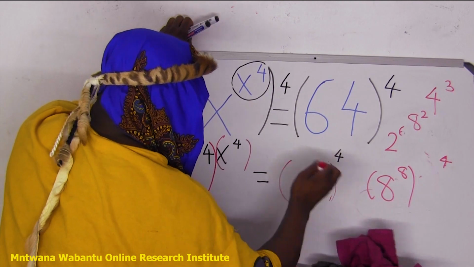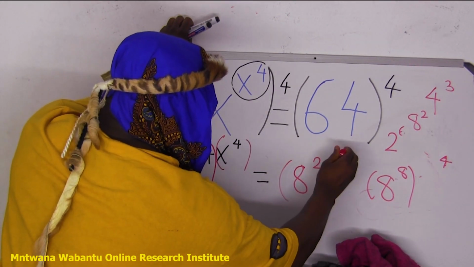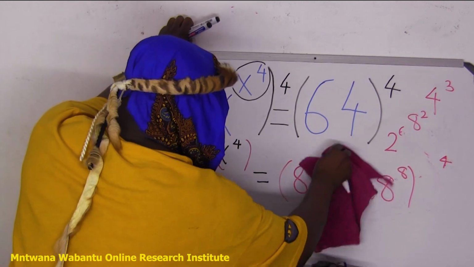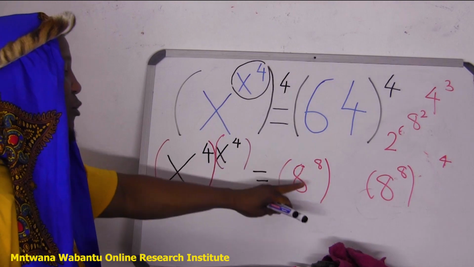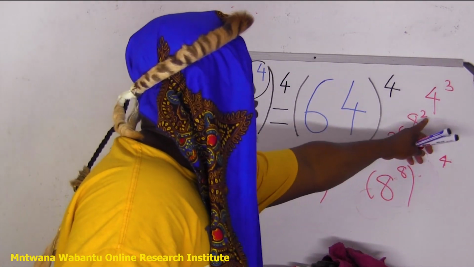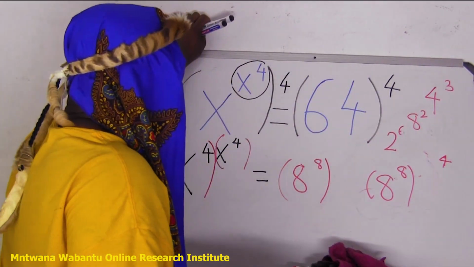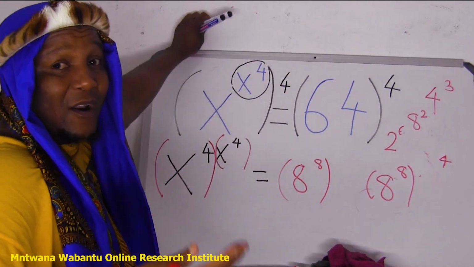So here, I'm going to say instead of 64, it's going to be 8 power 2. Because I know 4 times 2 equals 8, just like how I obtained this, it's going to be 8. So in place of 64, I'm going to take 8 power 2 because it's still 64. Okay, what about 4 power 3? I know this is my answer for now. I'm going to show you how to get the final answer, okay?